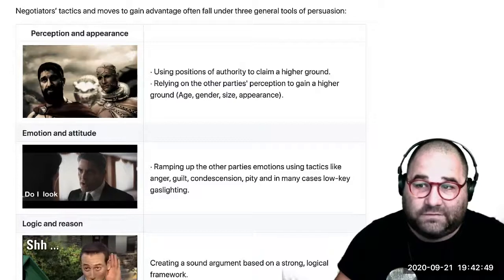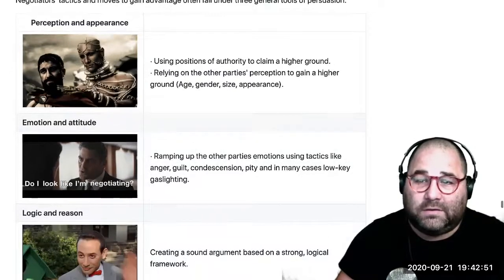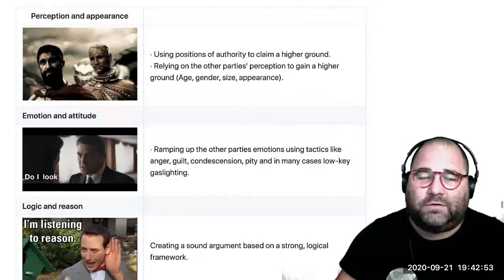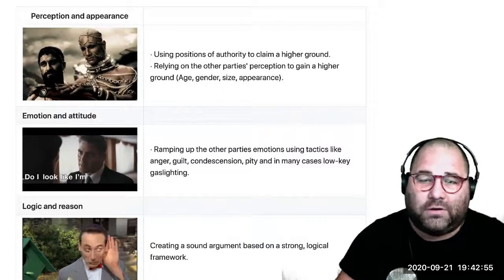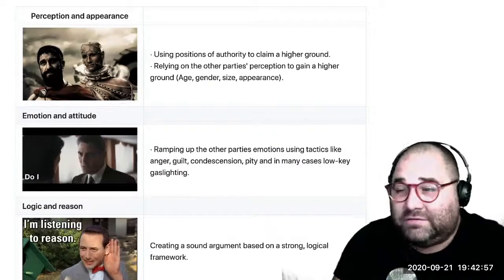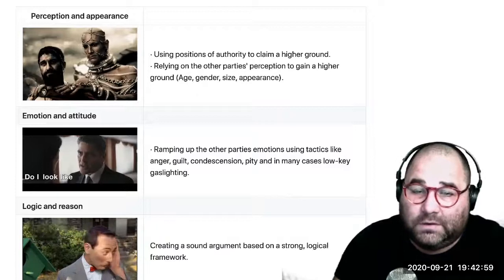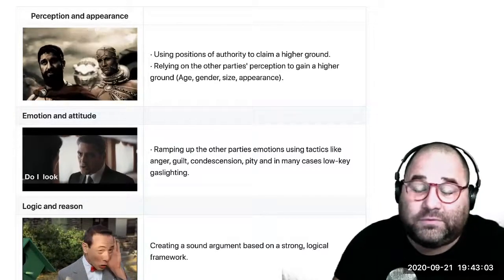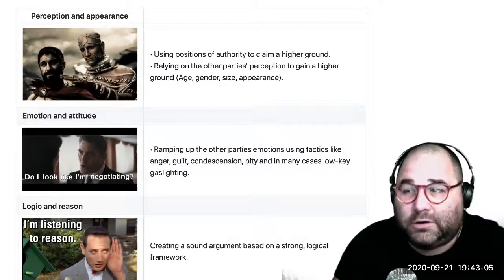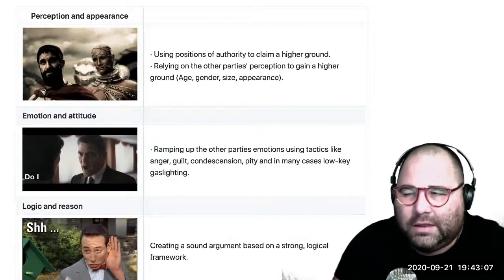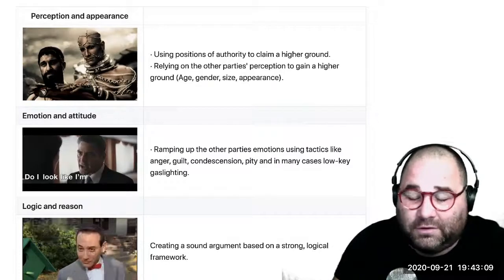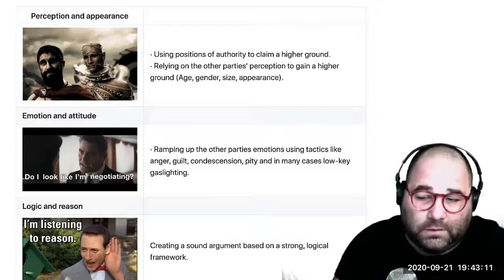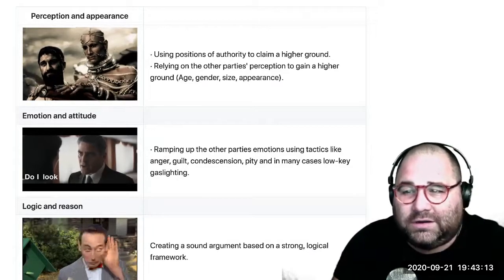Emotion and attitude is the second tactic. This is when you ramp up other parties' emotions using tactics like anger, guilt, condescension, pity, and in some cases, just like straight up gaslighting. So this is where people do the yelling. This is where people tell you you're stupid. This is where people say, that's not how we normally do things. You're an outsider in this industry. What do you really know? And it's all a play.